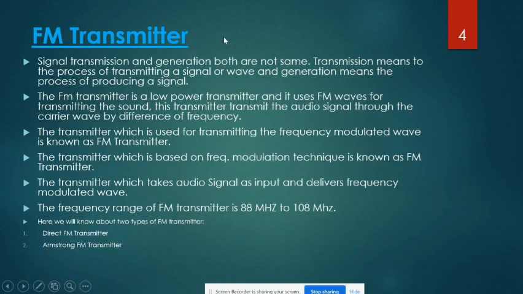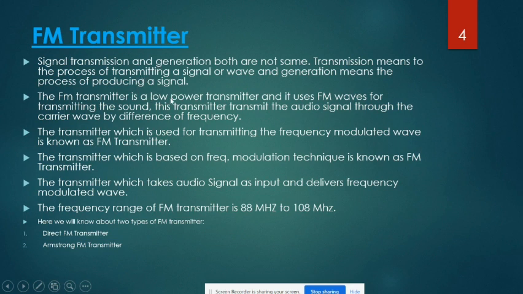Next, FM transmitter. In an FM transmitter, the signal transmission and generation are not the same. Transmission means the process of transmitting a signal or wave, while generation means the process of producing a signal. In transmission, a signal is transmitted over a long distance, but in generation, a signal is generated, and then it is transmitted. So generation and transmission are not the same.